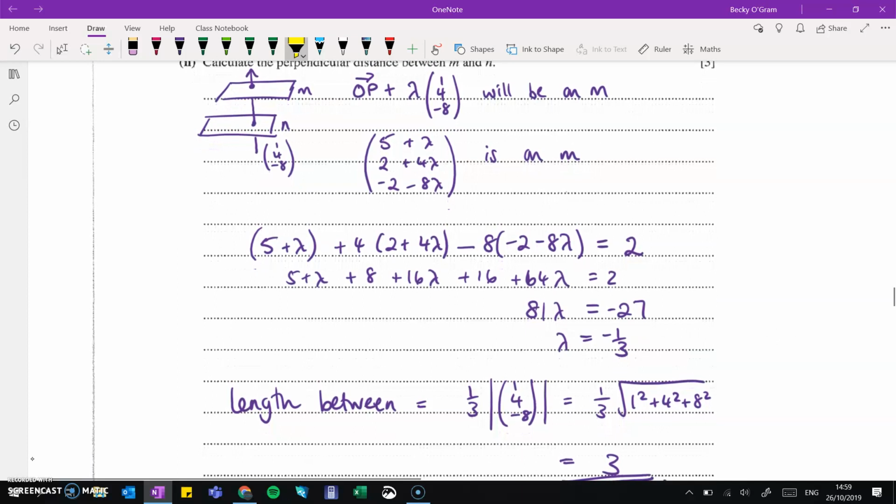So the length between them will be 1/3 of the normal, because of what we set up here, where we know if we start there, we go in the direction of the normal, and lambda is just telling us how far along in that direction we need to go to hit the plane. So 1/3 of the normal vector away, so we can work out the distance of the normal vector and times it by 1/3, and that gives us the answer of 3.